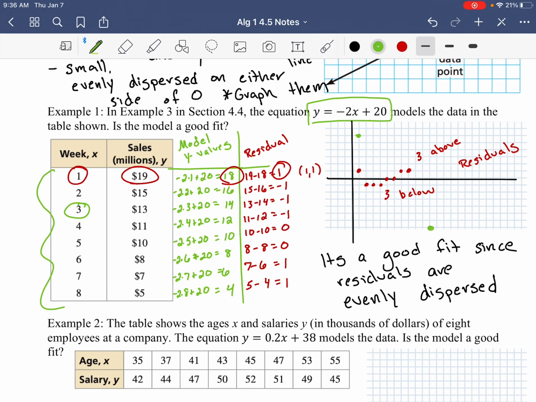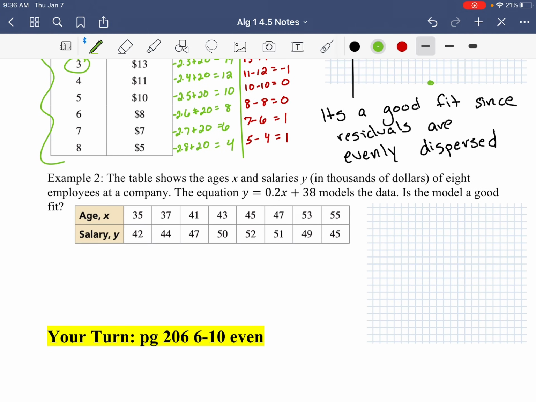All right, so let's go ahead and look at another one. Again, we're going to come up with those residuals, so we need to come up with a model value. The table shows the ages X and salaries Y in thousands of dollars of 8 employees at a company. The equation, so there's our model right there, Y equals 0.2x plus 38. So we're going to create a model table for Y equals 0.2x plus 38.